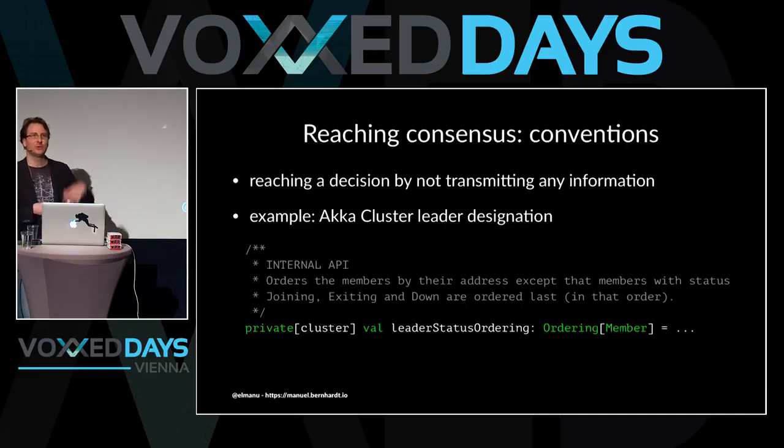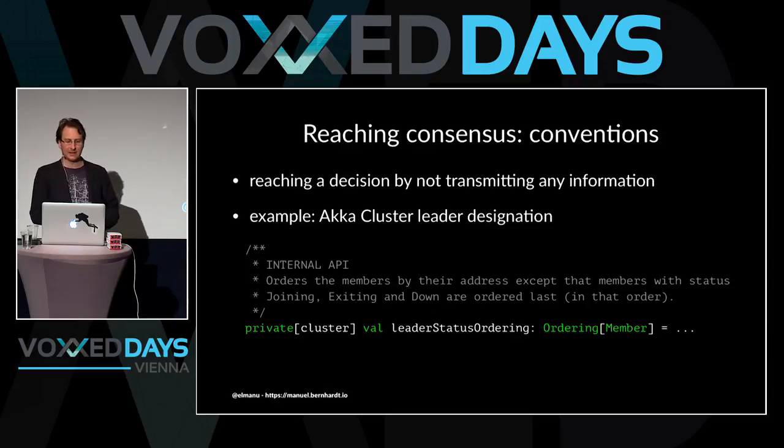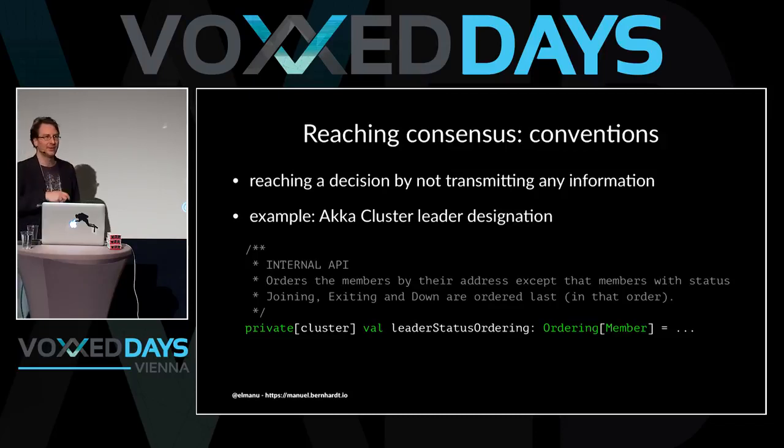And that is to say, you don't transmit any information at all. So for example, a very elegant way of doing this is by the means of leader election, actually leader designation, in Akka Cluster. What you say is, I am going to order all the nodes in my cluster by IP address, and I'm going to put the ones that are not fit for leadership, for example, the nodes that are leaving or exiting or something like that, at the end. So I have my order and I pick the first one. So I just locally order all my nodes. And so by convention, I know who is going to be the leader. I don't need to talk about it. I just know, everybody knows. And that's very elegant, I find.